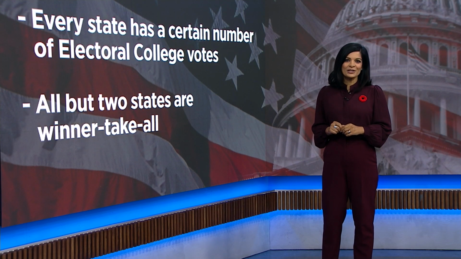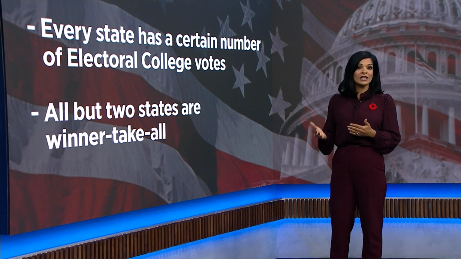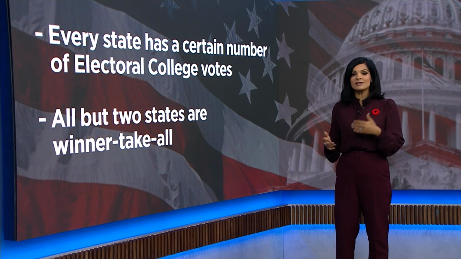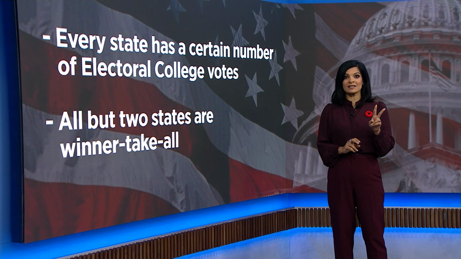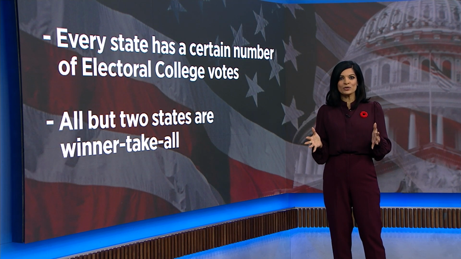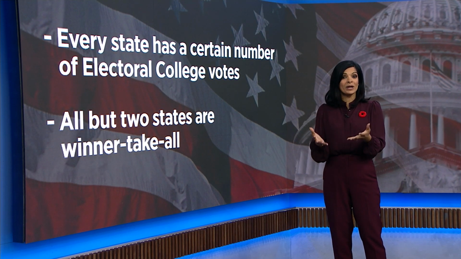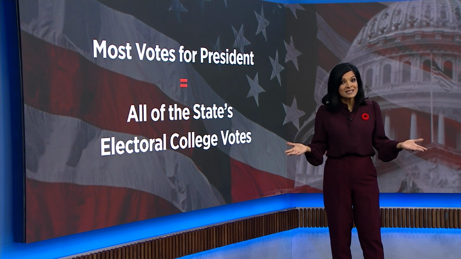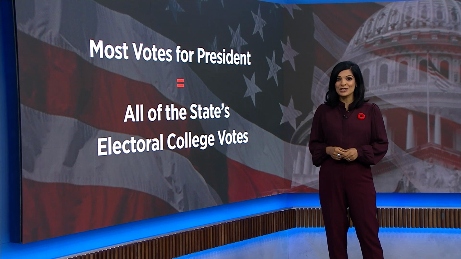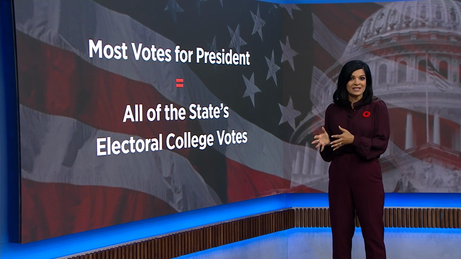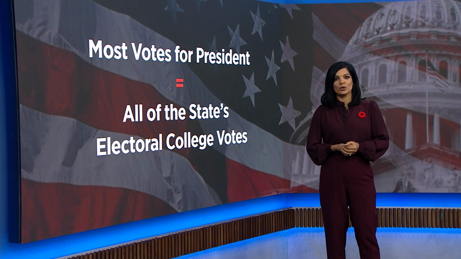The first thing you need to know is that every state has a certain number of Electoral College votes. Some have a lot, some have a few, and we'll talk more about that in a second. In all but 2 states, all of the Electoral College votes go to whichever presidential candidate wins that state. So how do you win a state? Well, that part is easy. You get the most votes. So whichever candidate receives the most votes for president in a certain state gets the state's Electoral College votes in the overall election.